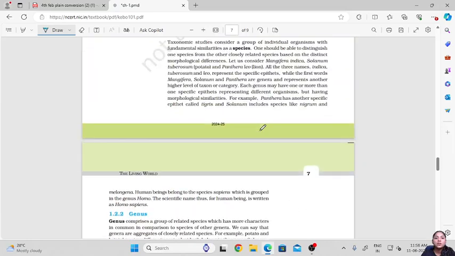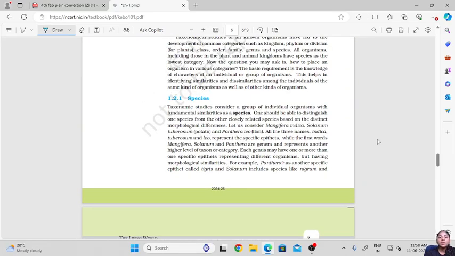The first one which we have is species. Taxonomic studies consider a group of individual organisms with fundamental similarities as a species. Now one should be able to distinguish one species from other closely related species based on distinct morphological differences.